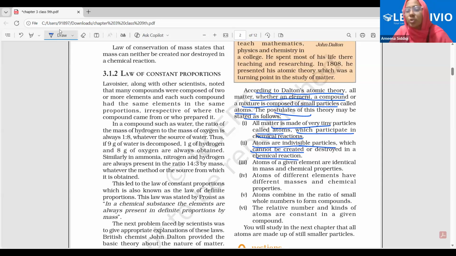Write it for the second point. Dalton's atomic theory said that atoms are indivisible particles. But this was a failure. I mean, this was wrong, right?